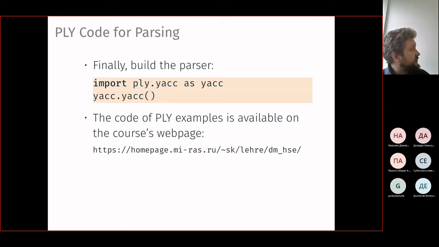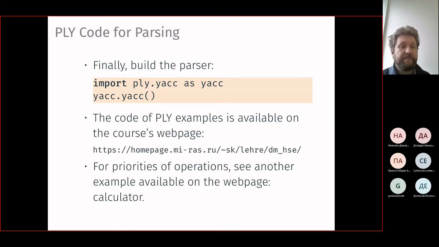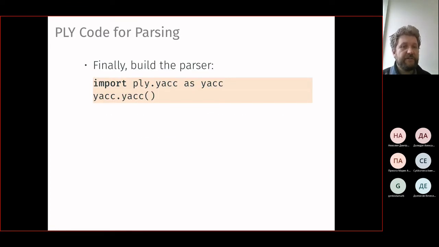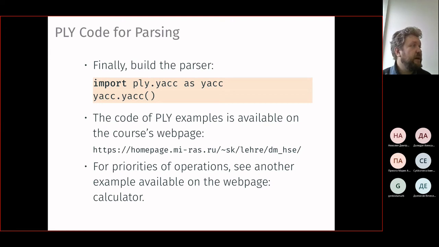The course materials and everything are available on the course web page. Also, there are other examples like the calculator. This is for some special technical things. And then when you run it, it builds the parser, the program which takes the input string, parses it, and yields the result of the topmost element. These are just some examples of the code, but you will see the whole code published there.